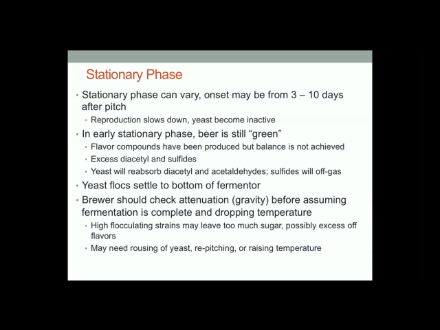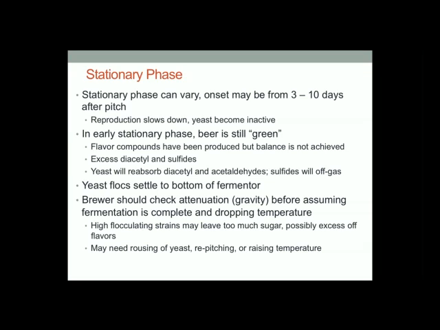In the early part of the stationary phase, though, the beer is still green. Many of the compounds that affect flavor have been produced, but the proper balance may not be achieved, and partly it could be that we have too much diacetyl or sulfides remaining.